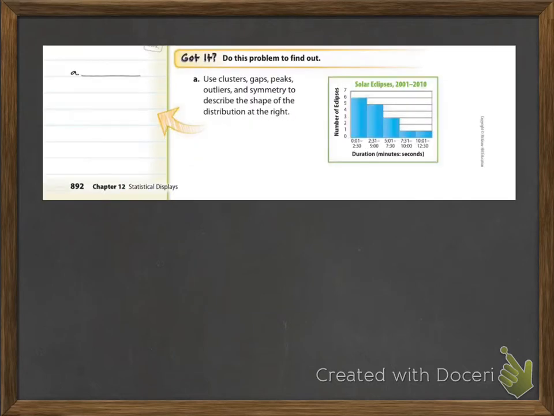All right, so now it's your turn to give this a try. You're going to look at this histogram and tell me, start with telling me if it's symmetric or not. And if it's symmetric, tell me why. If it is not symmetric, tell me why. And then go through each of those vocabulary words. Where are the clusters? Where are the gaps, the peaks, and the outliers? And if there aren't any, then go ahead and just tell me that there are no gaps or outliers.